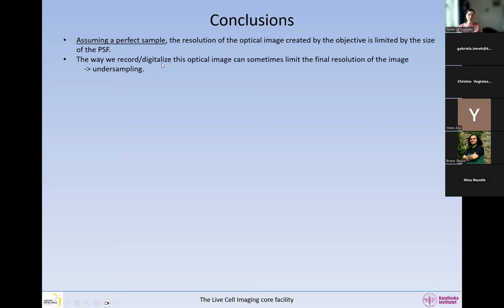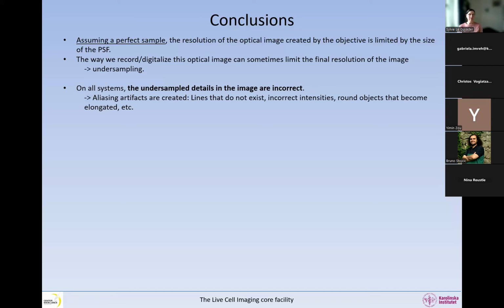The way we digitalize this optical image can sometimes limit the final resolution in the image, and in that case, we are undersampling. On all systems, the undersampled details in the image are incorrect, and we're creating artifacts. This incorrect information in the intensity and in the shape and in the number if they fuse. So we create aliasing artifacts, lines that do not exist, incorrect intensities, round objects that become elongated, etc.